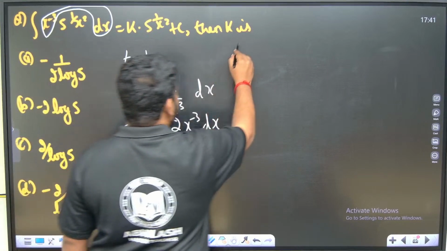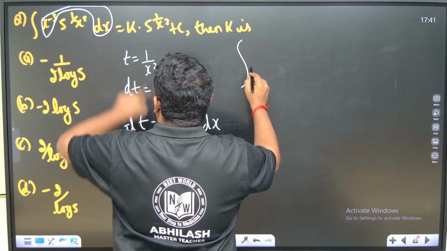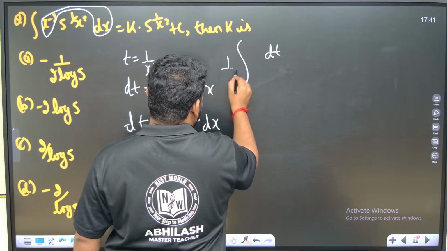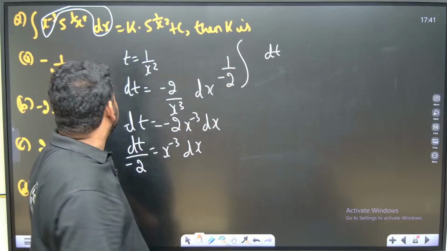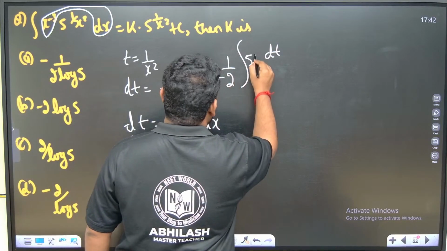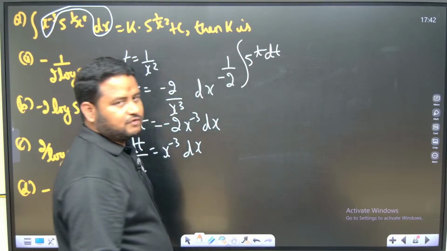So this integral will become what, friends? This integral will become x to the power of minus 3 dx is nothing but dt by minus 2. So that is minus of 1 by 2, that is 1 by minus 2 dt. So 5 to the power of 1 by x square is nothing but 5 to the power of t. Okay, 5 to the power of t.